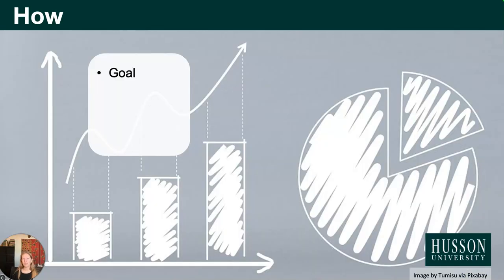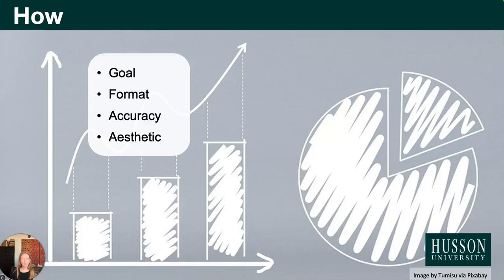So now we're going to jump into the how, and there's a few different points that we are going to cover within this. We will discuss the goal, the format, the accuracy, and also the aesthetic. So when you are considering how to incorporate data visualization, what is your goal? What format might you use? How might you be very accurate in your presentation of your data? And what aesthetic pieces might you want to consider?